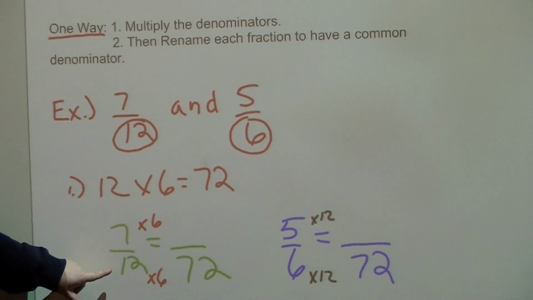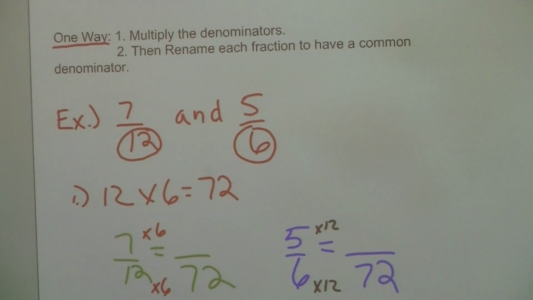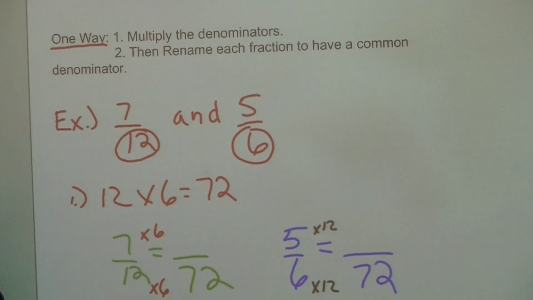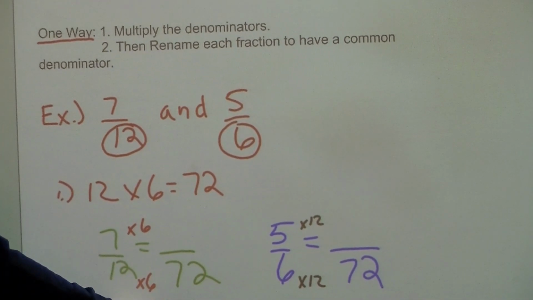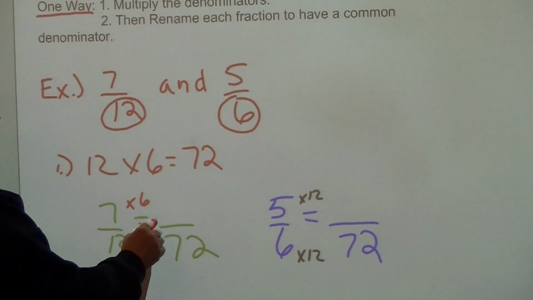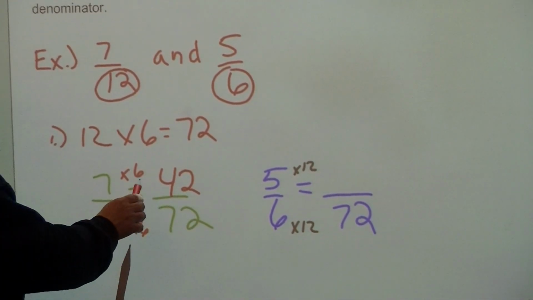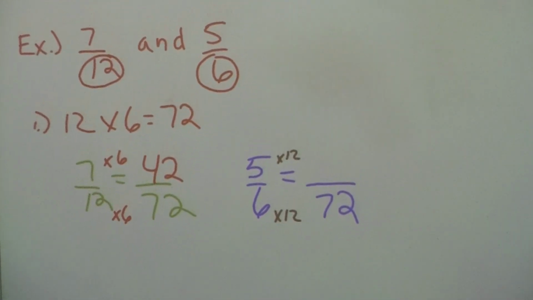So now we need to take this denominator and make equivalent fractions. So you take 7/12 to equal something out of 72. And again, make your equivalent fractions. 12 times what gives you 72? 12 times 6 gives us 72. So we do the same on the top. 7 times 6 gives us what? 42. So our first equivalent fraction is 42/72.